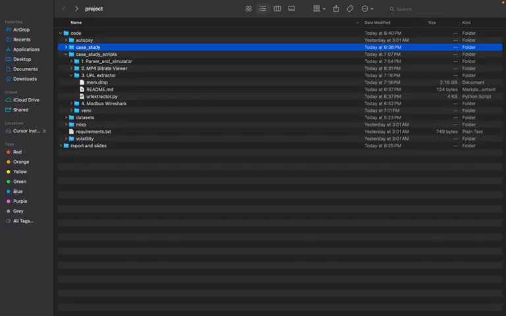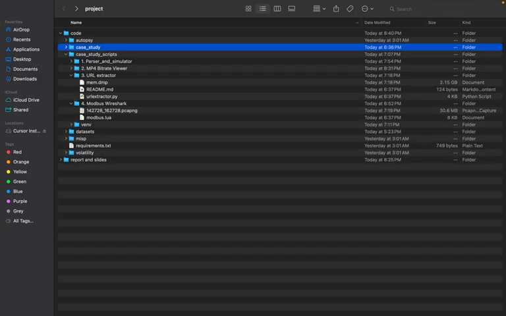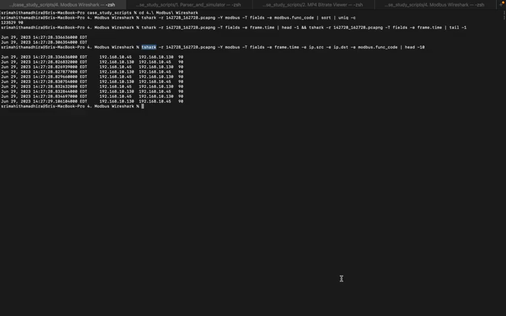And then we have the URL extractor. This is to extract URLs and web activities from the desktop memory dump. Then we have Modbus Wireshark. This helps us analyze the network traffic. Okay, now we'll go through the demo.